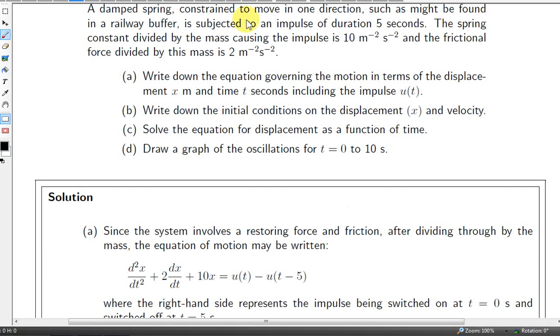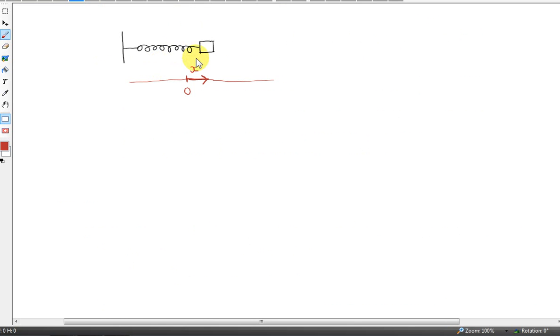A damped spring constrained to move in one direction, such as might be found in a railway buffer, is subjected to an impulse of duration 5 seconds. The spring constant divided by the mass causing the impulse is 10 m^-2 s^-2, and the frictional force divided by this mass is 2 m^-2 s^-2. Let's look at a mass on this spring.